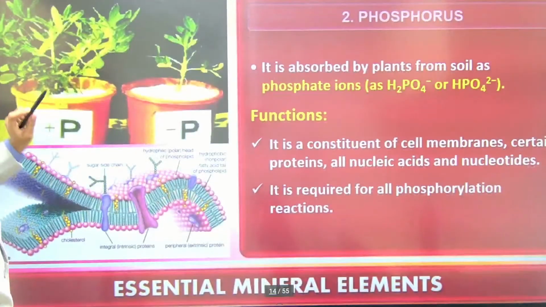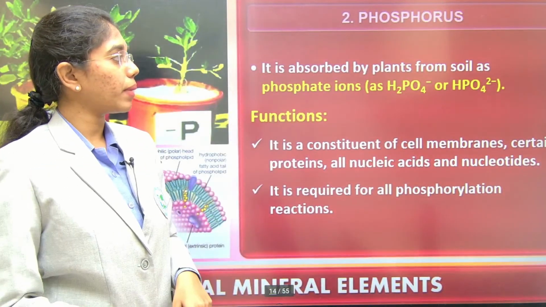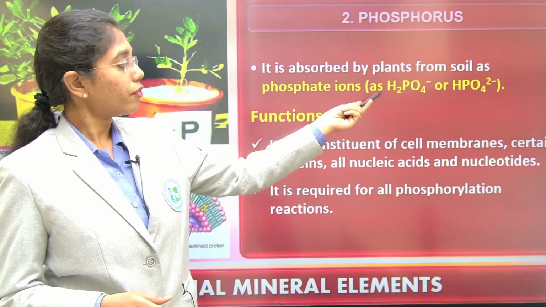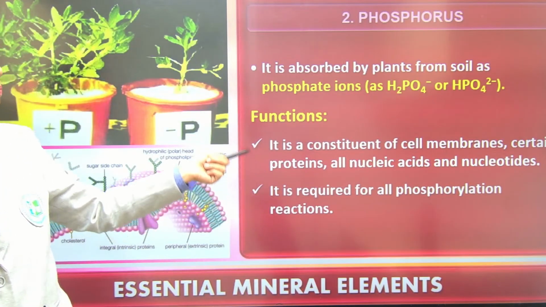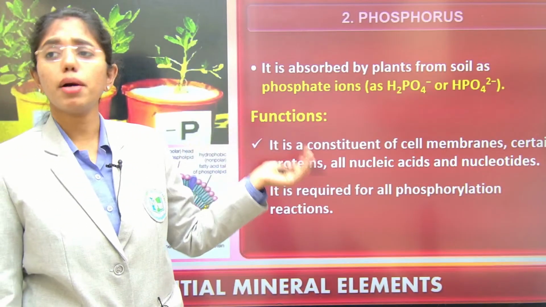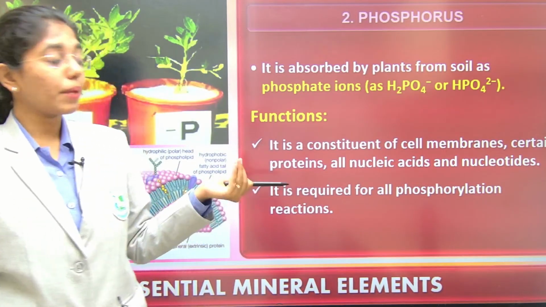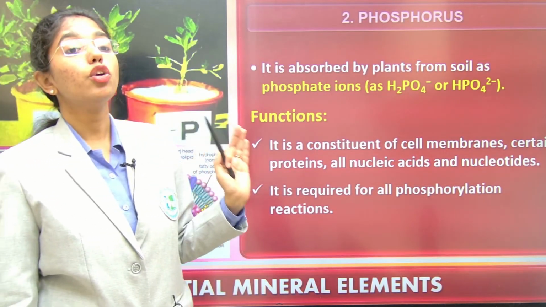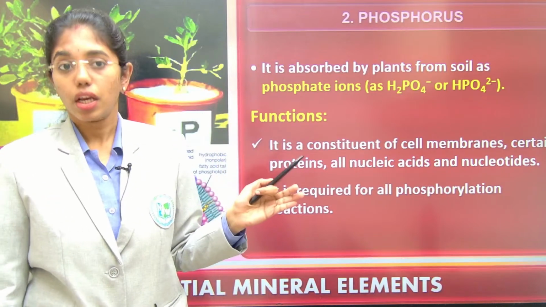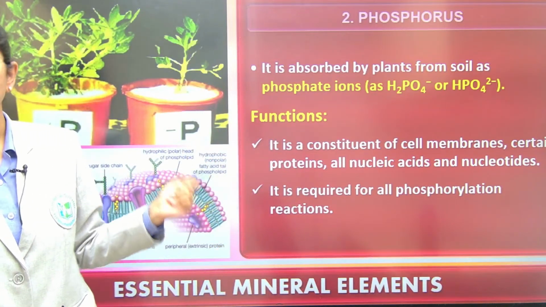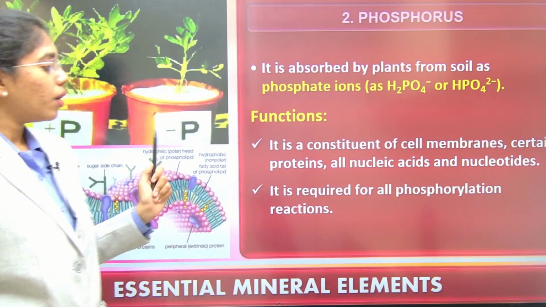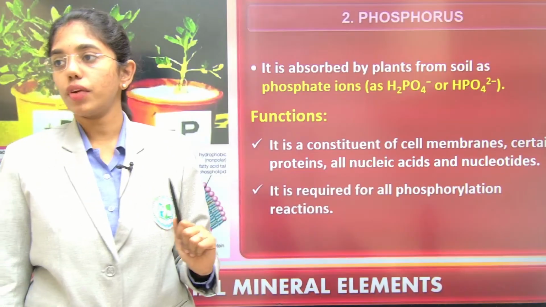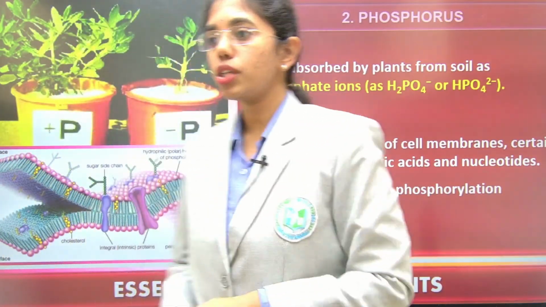Next is phosphorus. It is absorbed by plants in the form of phosphate ions and phosphite ions. What are the major functions of it? Permeability of the cell membrane, and it is a major constituent of the cellular energy, that is ATP. It is also present in the nucleotides and in the nucleic acid, where phosphate is bound in the form of phosphoric acid. Phosphate is required for all phosphorylation reactions.